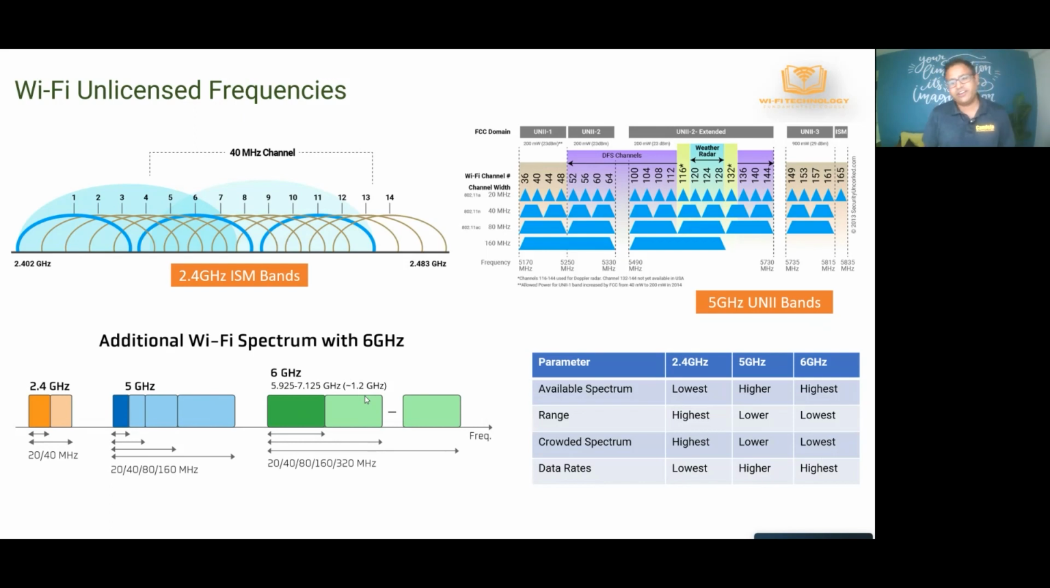Data rates: 2.4 gives you the lowest, 5 gigahertz gives you higher, and 6 gigahertz gives you the highest data rates. These are some of the advantages and disadvantages that go along with these different kinds of spectrum that are available.